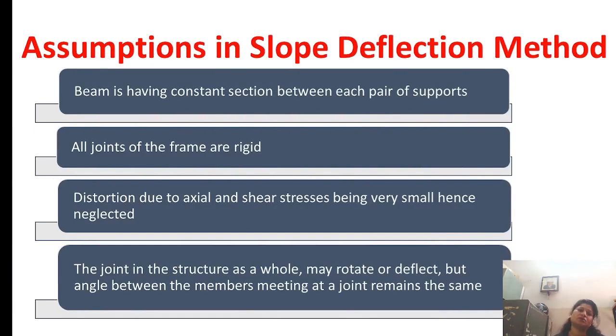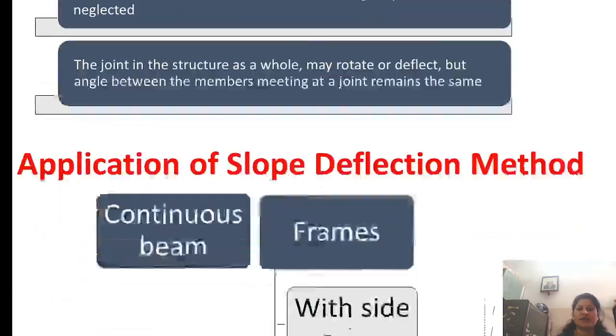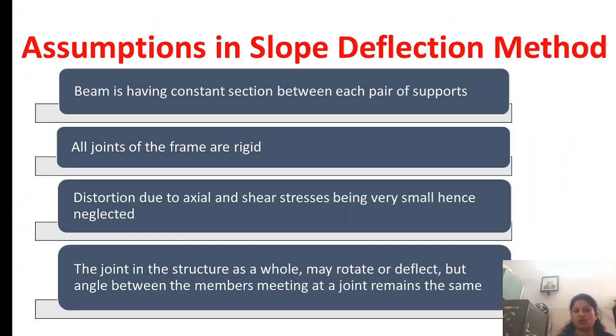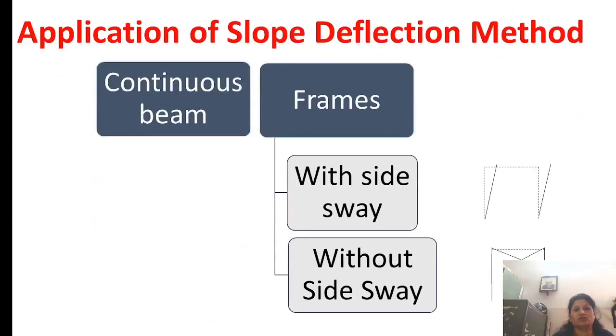Let us understand the assumptions in the slope deflection method. The beam has a constant section between each pair of supports. All the joints of the frame are assumed to be rigid. Distortion due to axial and shear stresses is very small, hence we can neglect it. The joints in the structure as a whole may rotate or deflect, but the angle between the members meeting at the joint remains the same. The method is applied to continuous beams as well as frames, and we will analyse both sway and non-sway frames.